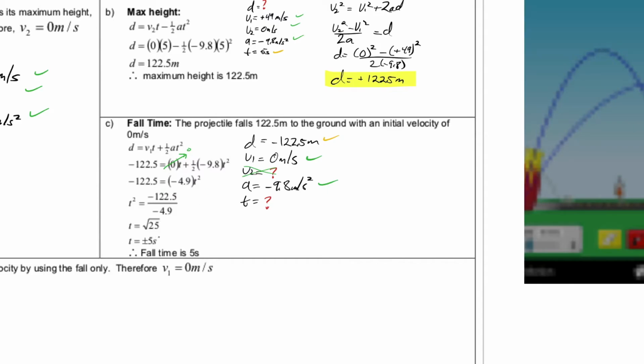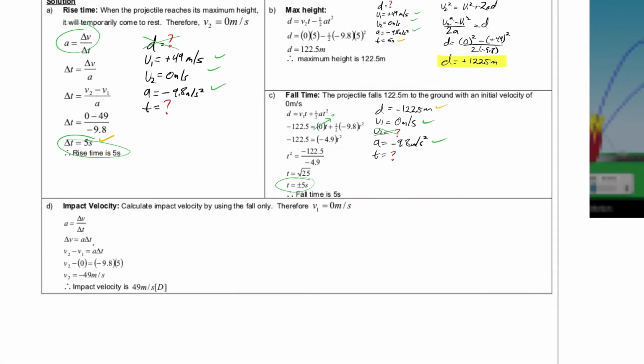And then you can see that our time is going to be plus or minus 5. So as you can see, obviously you can't have negative time. So it's just 5 seconds because time isn't a vector. So the rise time was 5 seconds. The fall time was also 5 seconds.